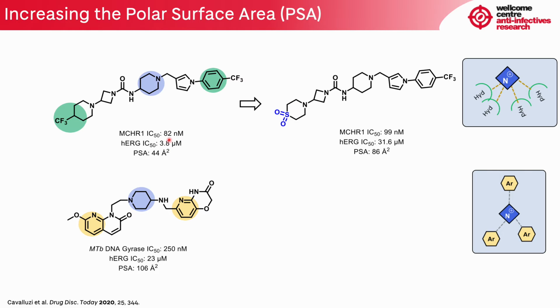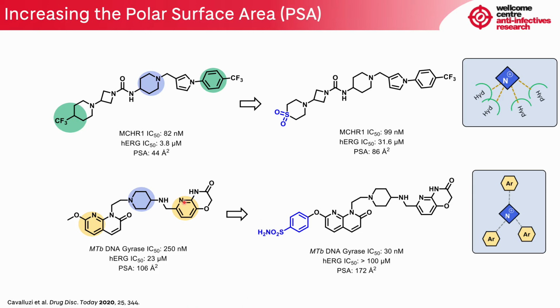So the potency of the molecule stayed nearly the same, and the hERG inhibitor activity decreased tenfold, from 3.8 to 31 micromolar. In the second case, they inserted a sulfonamide unit near to that bicyclic unit over here. So in this case, they had a good result. The potency increased a lot, from 250 to 30 nanomolar. And also the hERG inhibitor activity decreased from 23 to more than 100 micromolar.